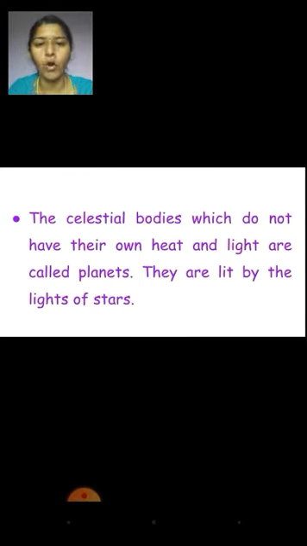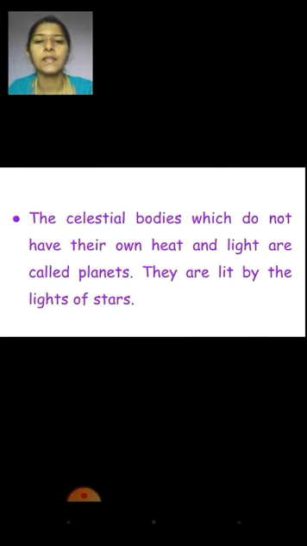Next, have you ever wondered where the word planet came from? Yes, I'll just explain. The word planet comes from the Greek word planetai, which means wanderers. So, wanderers.